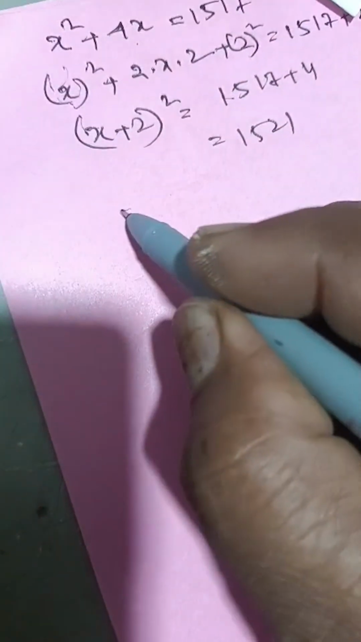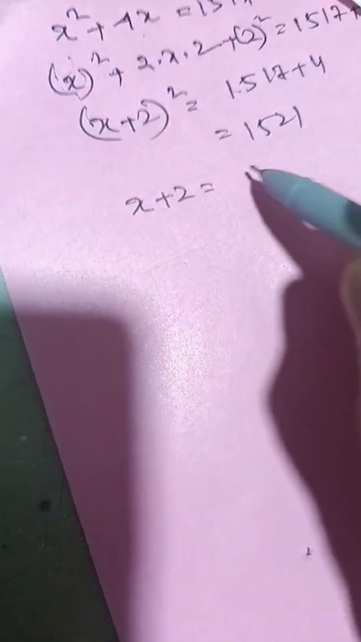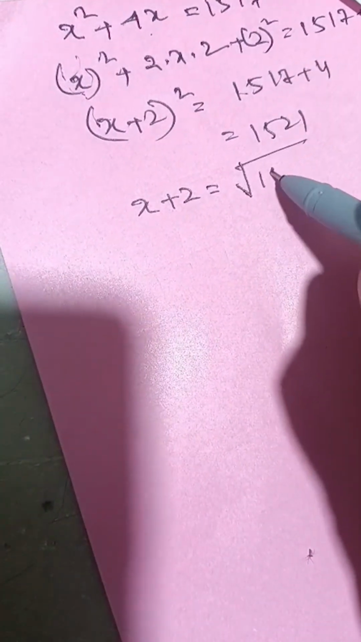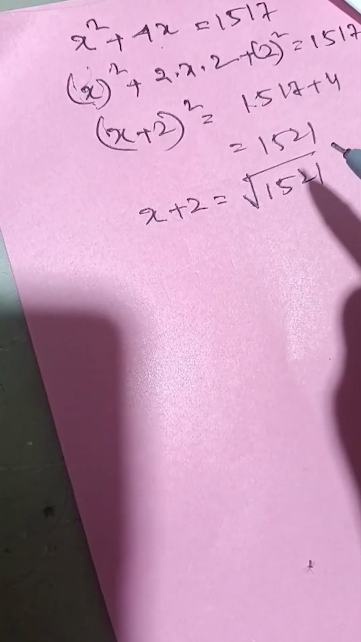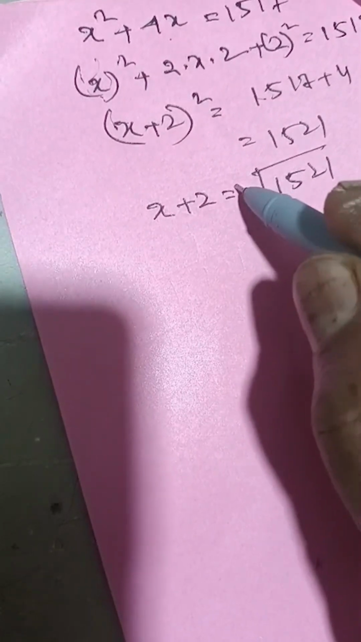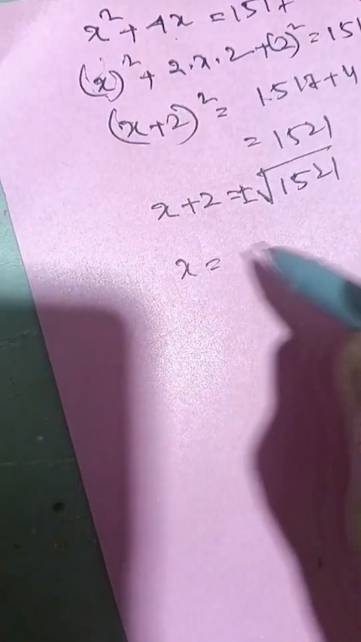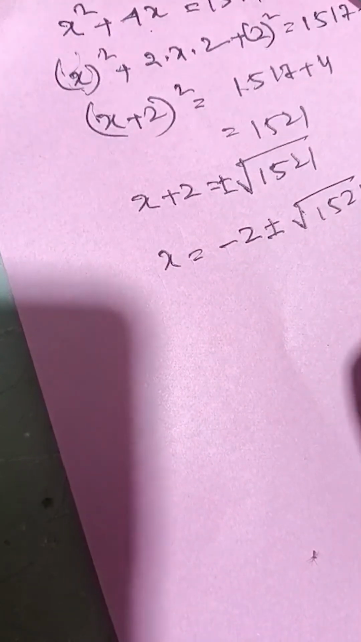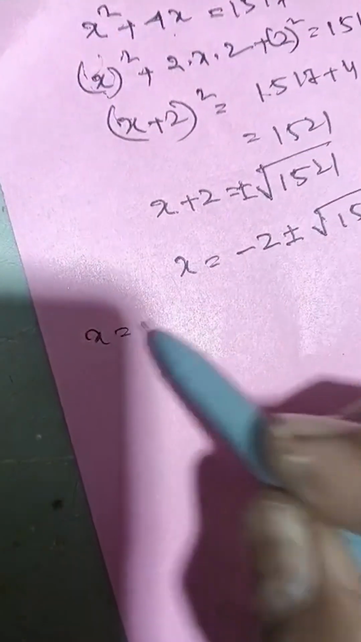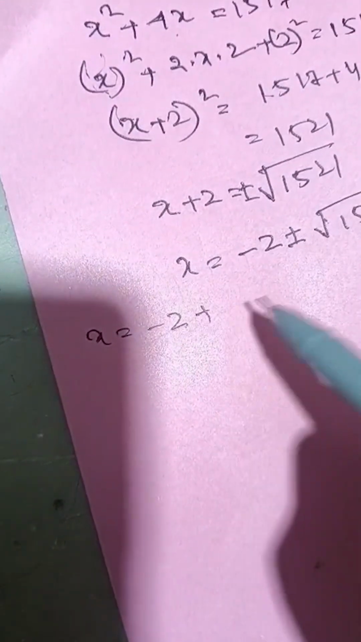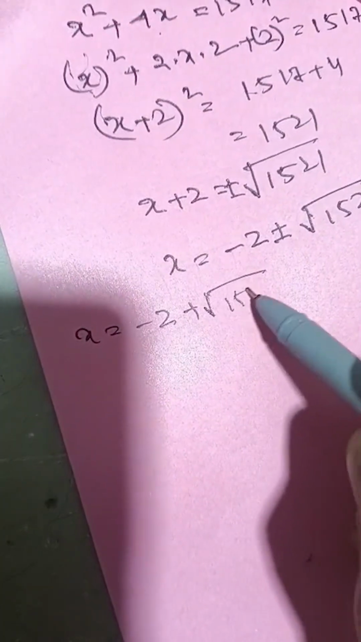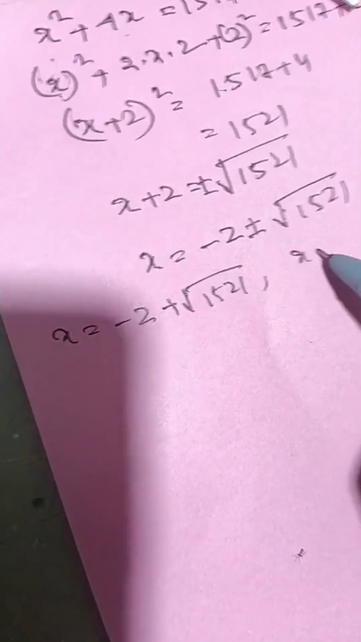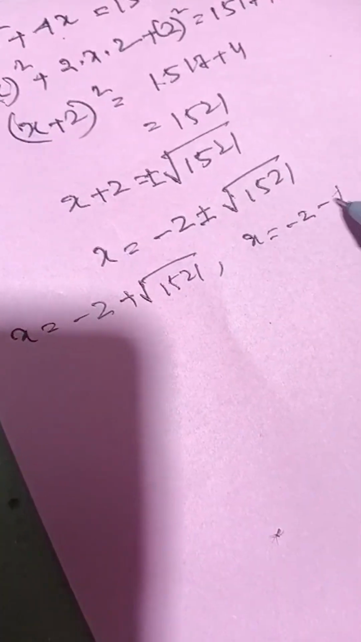So you do one thing. You write x plus 2 equal to root over 1521 with plus minus sign. Therefore, you write x equal to minus 2 plus minus root over 1521. So you see the two values of x: one is minus 2 plus root over 1521 and another one is x equal to minus 2 minus root over 1521. So this is all about the completing square method.